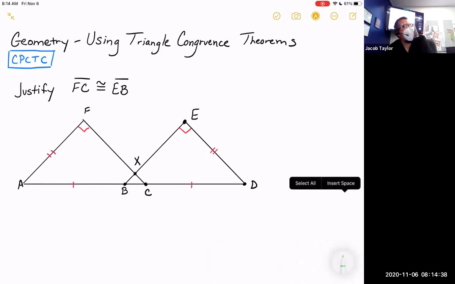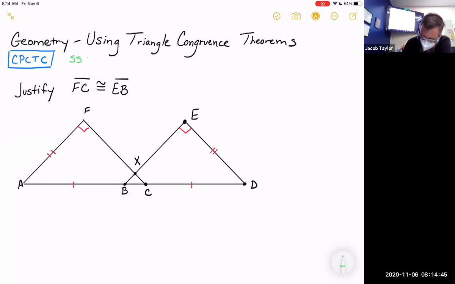Refresh my memory though, what were all of the triangle congruence methods we learned? Side, side, side. Angle, side, angle. Nope. Side, angle, side. Yep. And what was the last one? HL, hypotenuse leg. So those are the big five that we're going to be using.